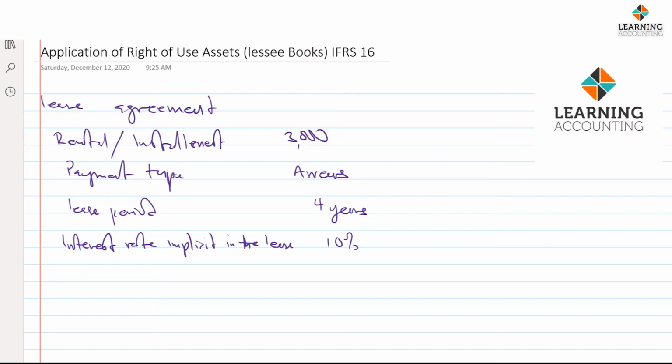Hey, welcome back to Learning Accounting, and today we'll be looking at part 2 of the application of right of use assets in respect to the lessee's books under IFRS 16. In the last video, we discussed treating the lease in arrears, but like I promised, I'm also going to be treating it in advance. So we'll see the difference between arrears and advance.